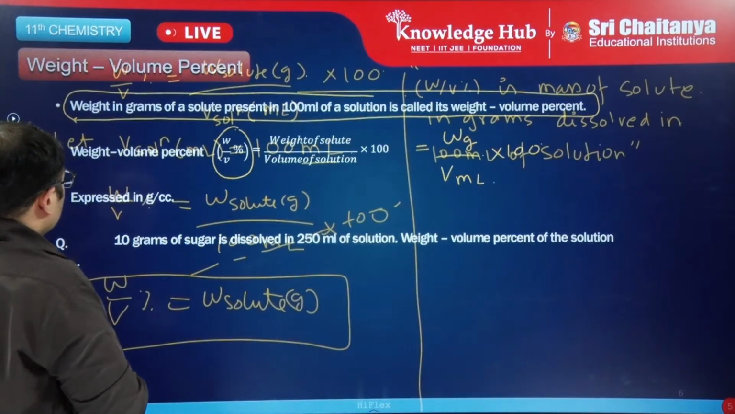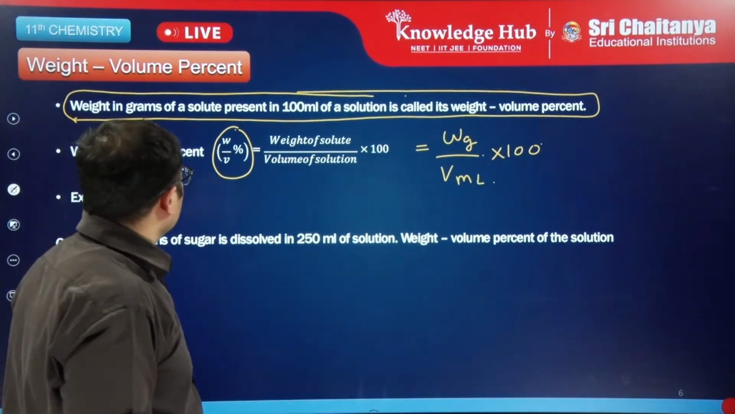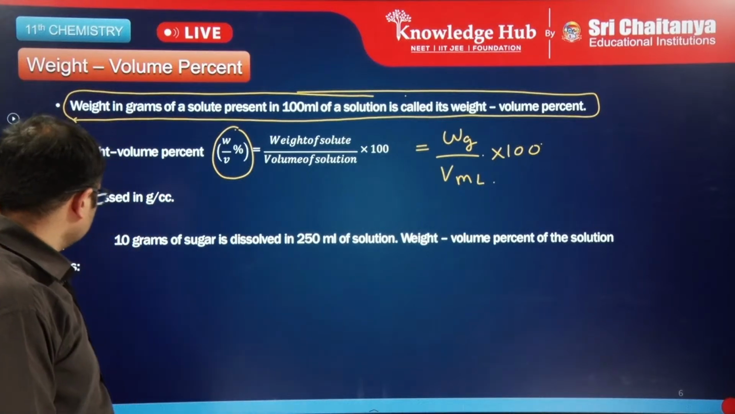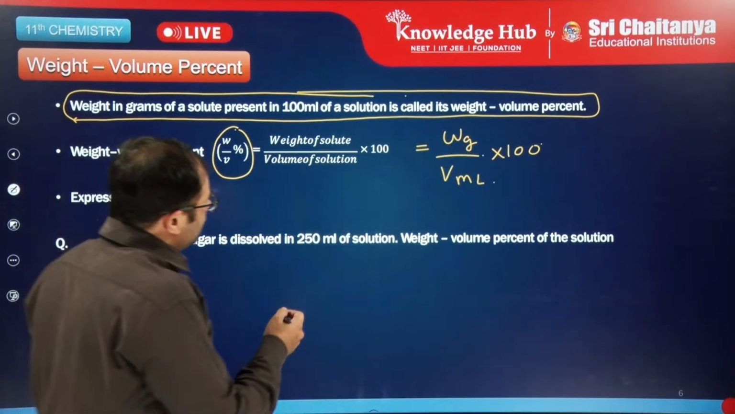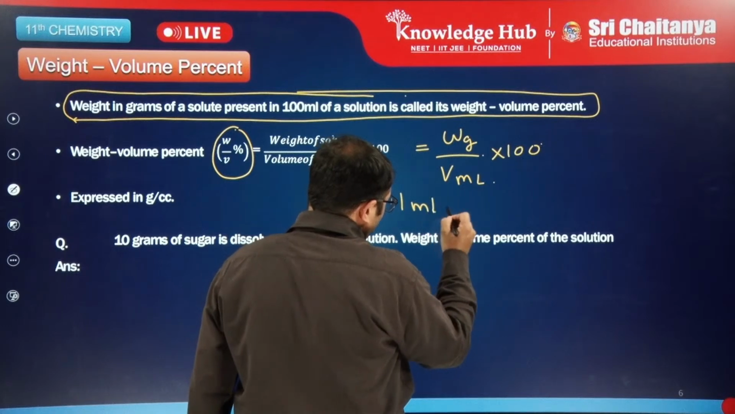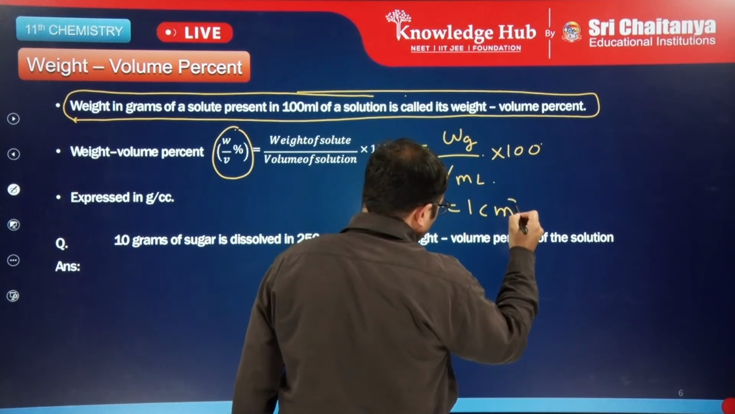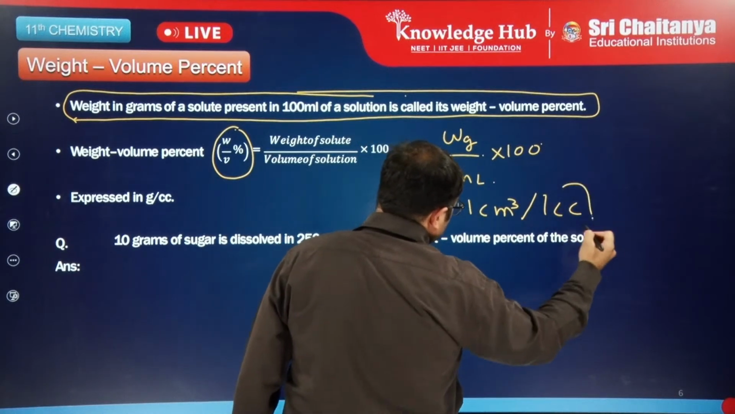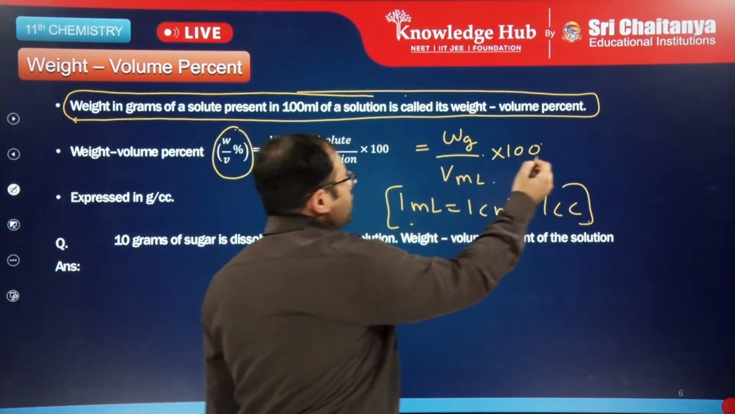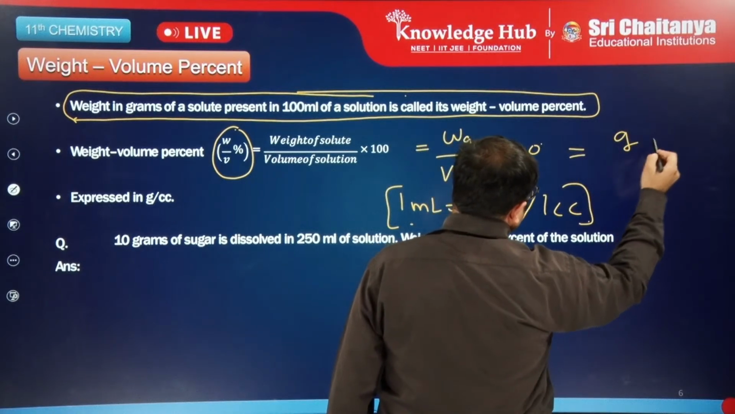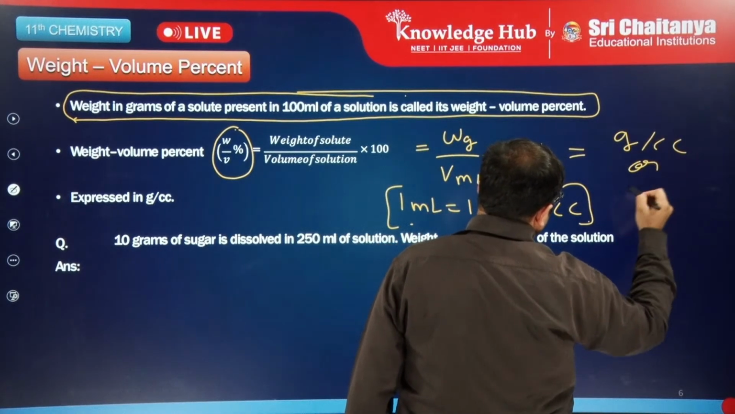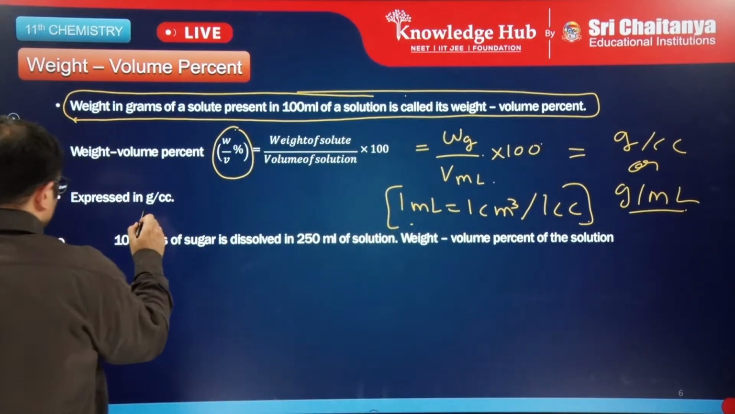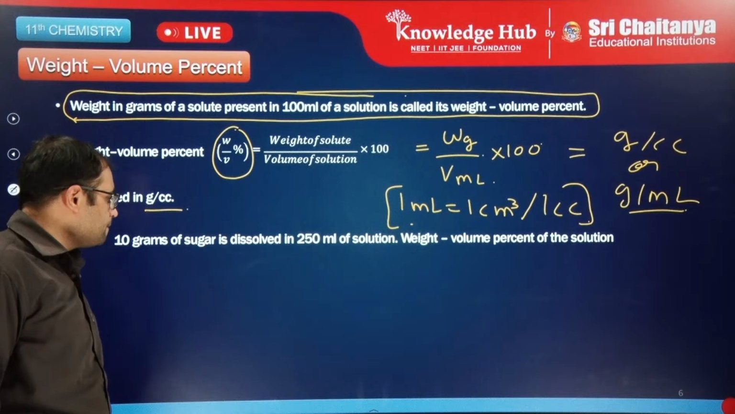You can see the weight in grams of a solute present in 100 ml of solution is the weight volume percentage, and expressed in, see, 1 ml is equal to 1 centimeter cube or 1 cc. Also remember this. So the unit of this will be grams per cc. That's why it's written grams per cc.